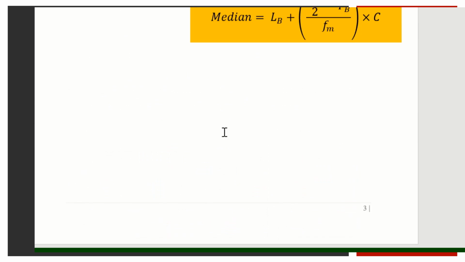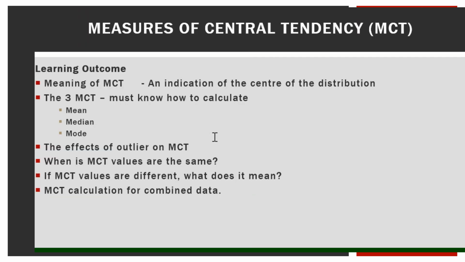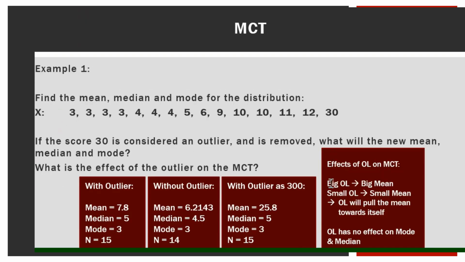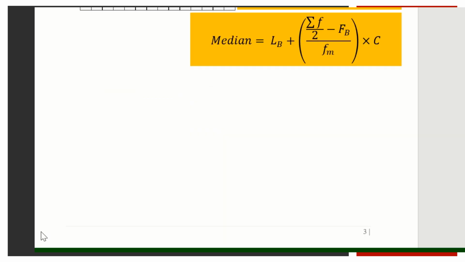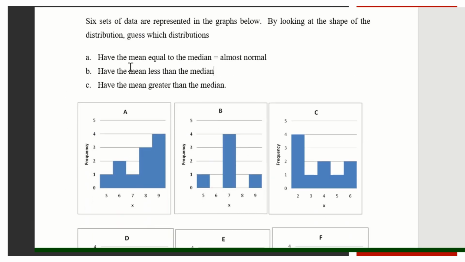Now I'm going back to what I taught you earlier. When your mean is big, meaning your outlier is big. When your mean is small, meaning your outlier is also small. Understand? So this is where I'm coming to now. I'm going to go back to the manual first. If my mean is smaller than my median, meaning my mean is small, what does that tell you?